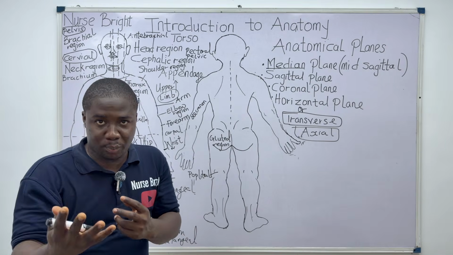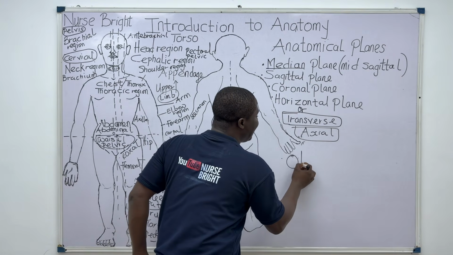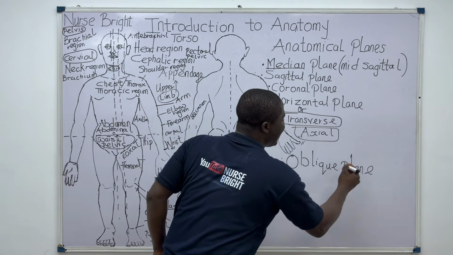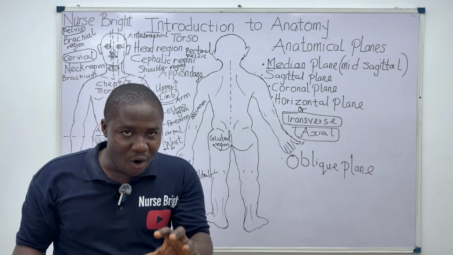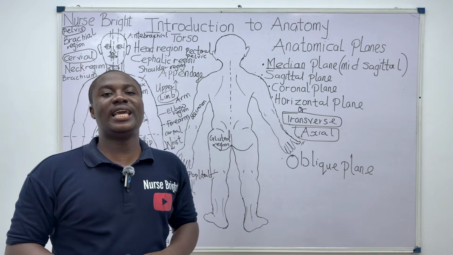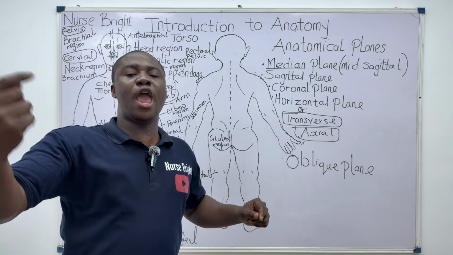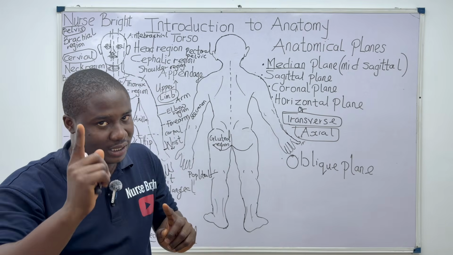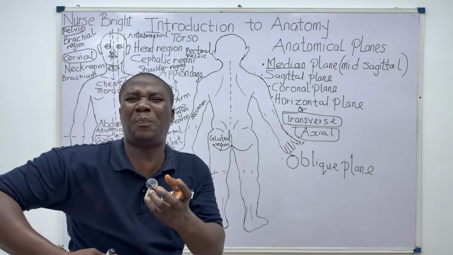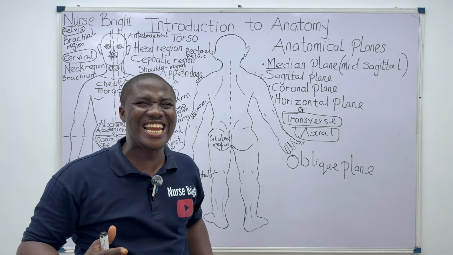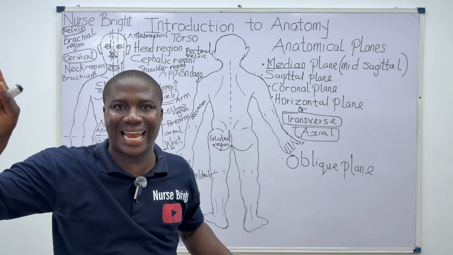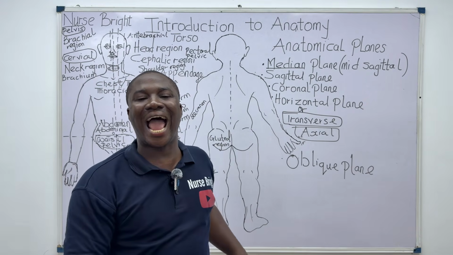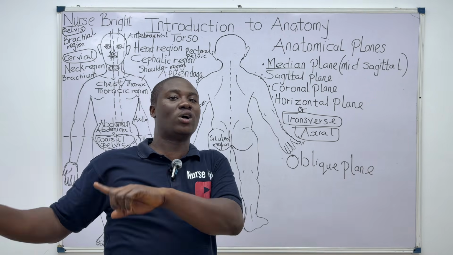Another plane that is also important is what we call the oblique plane. Pay attention. This one is called the oblique plane. This is a plane that is neither horizontal nor vertical. It is just a plane that passes through a major anatomical plane at an angle. The oblique planes pass diagonally. Diagonal lines are slanting lines that can form any angle other than 90 degrees.